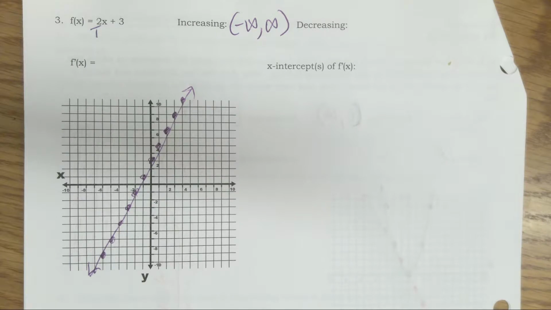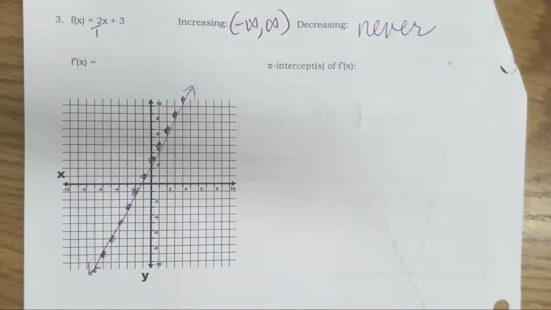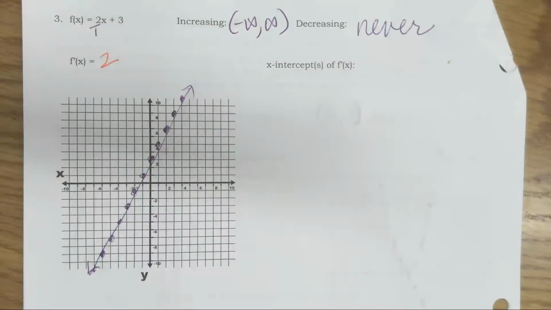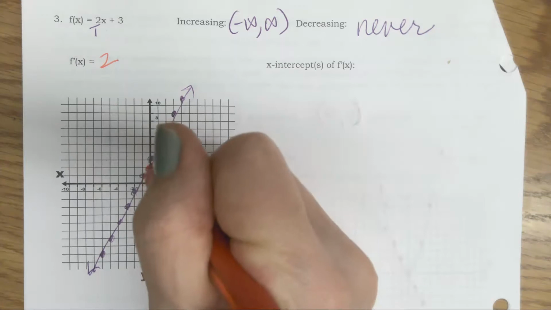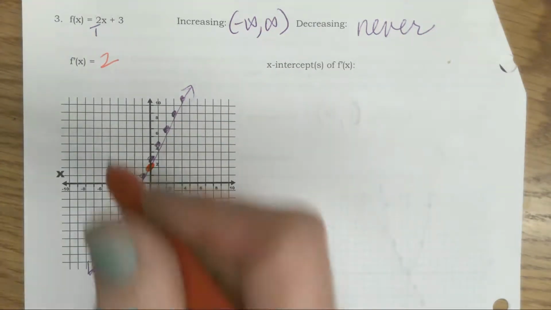When is the graph dropping from left to right? Never. Great. What's f prime? 2. Okay. How do I graph that? I heard put a dot on 2. I have 2 2's to choose from. Which 2 do I choose? The one on the y-axis, right? And then how do I draw the line? Vertical, horizontal? Horizontal.